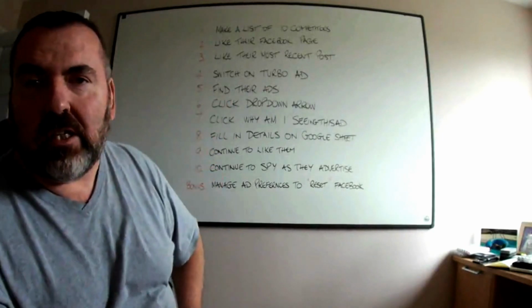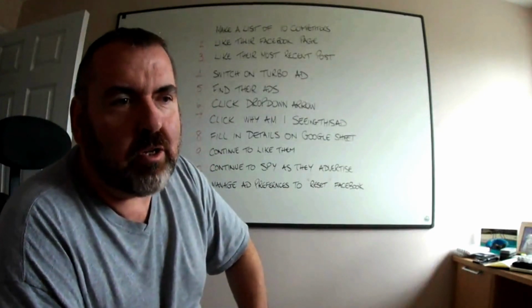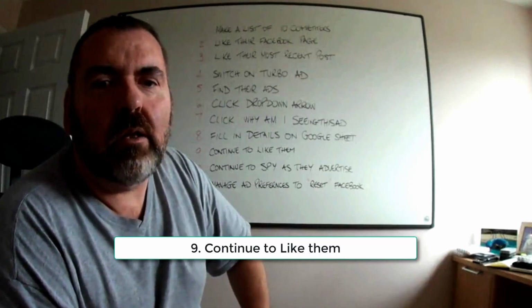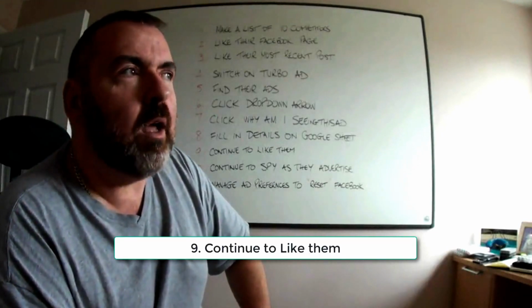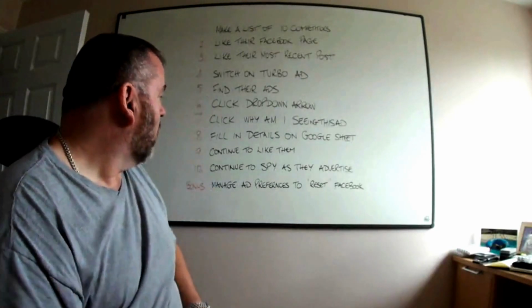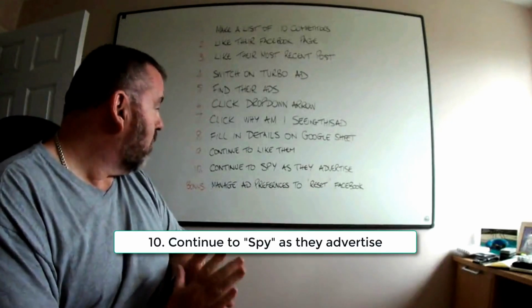So once you've filled the details in on the Google sheet, it's very tempting at that point to think, okay, I've got that information, I'm going to stop now. But again, I would continue to like their page, because then if they do post ads in the future, you'll still get access to those. So you'll be able to continue to spy as they advertise.